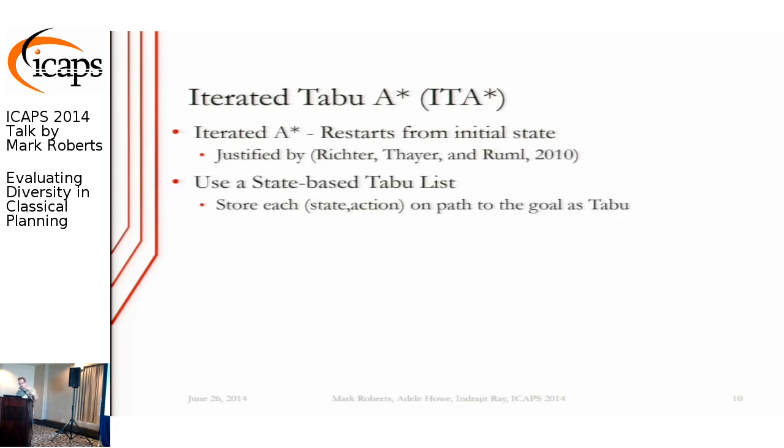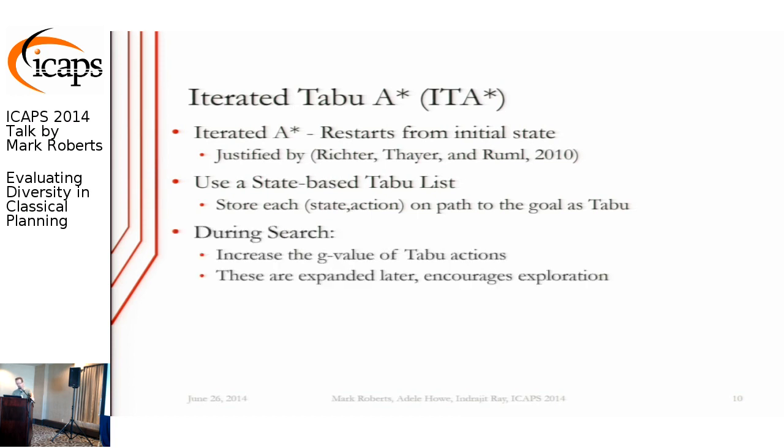This is justified by other work presented at ICAPS and elsewhere. So we just use a state-based taboo list, take the action operator pairs, or state-action pairs, and put them in a taboo list once we find a path. Then during search, we artificially increment the G value, and what that does is push those nodes that we've already explored deeper into the queue and forces a little bit more exploration.